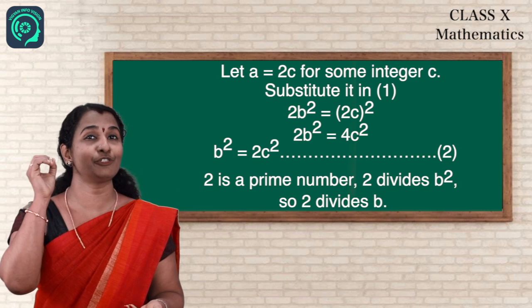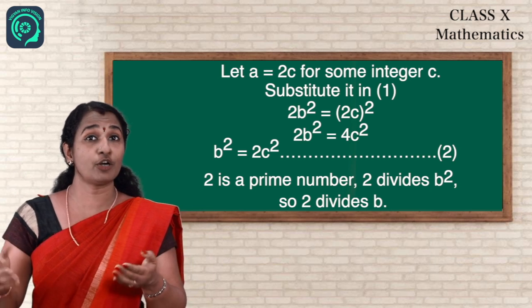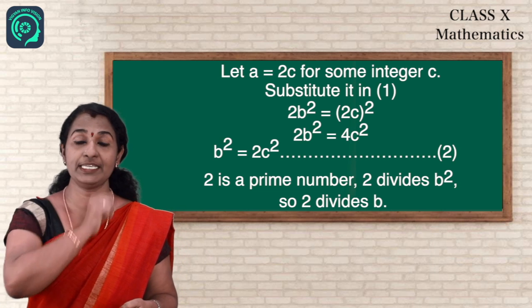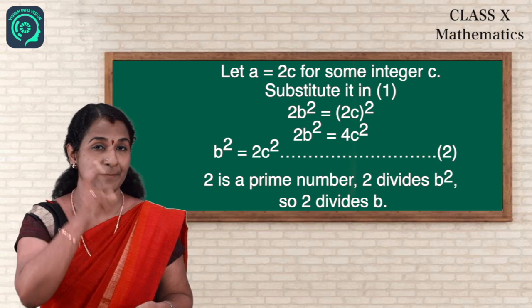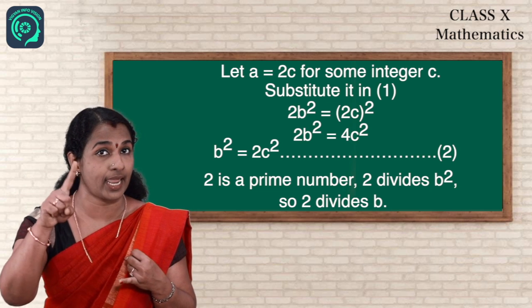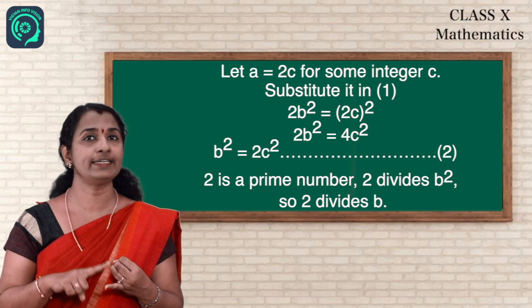b square is equal to 2c square. Here also 2 is a prime number, isn't it? 2 divides b square. So 2 divides b. Again I got the next result. So the first result I got was 2 divides a. Now I got 2 divides b.